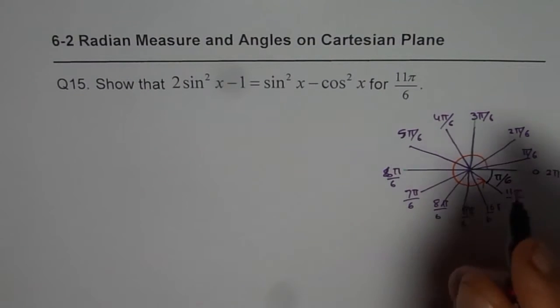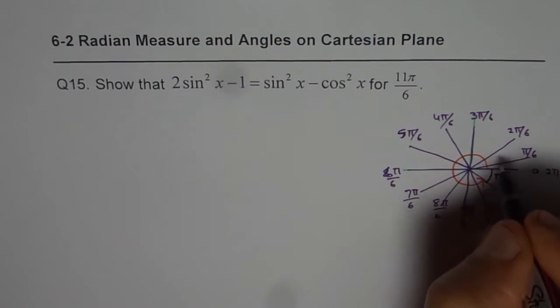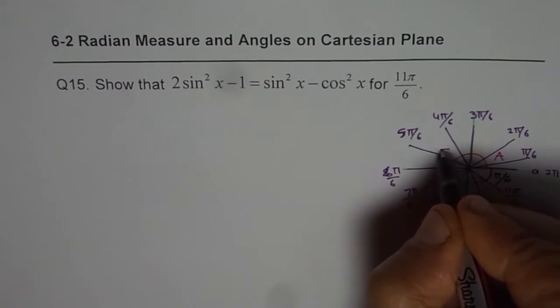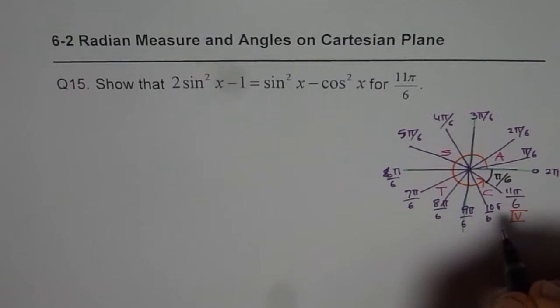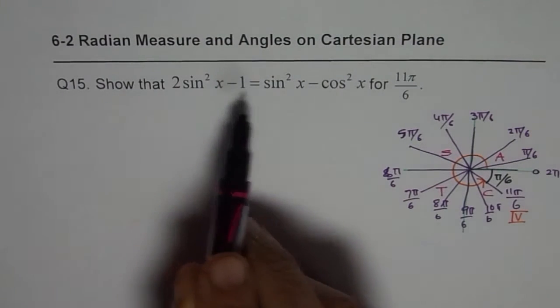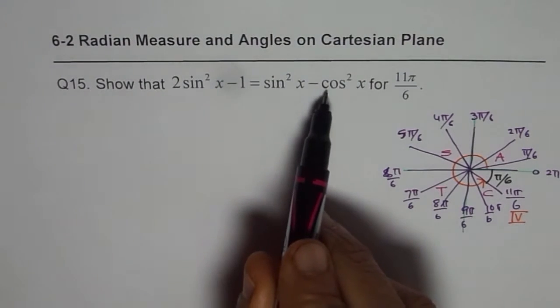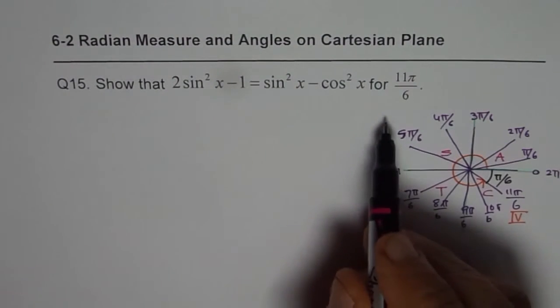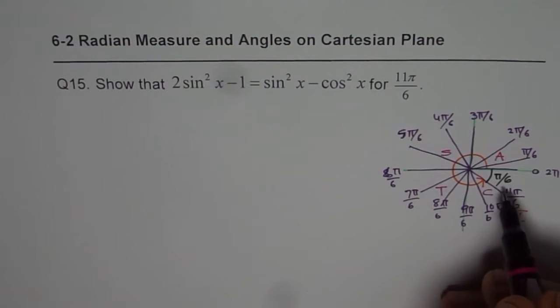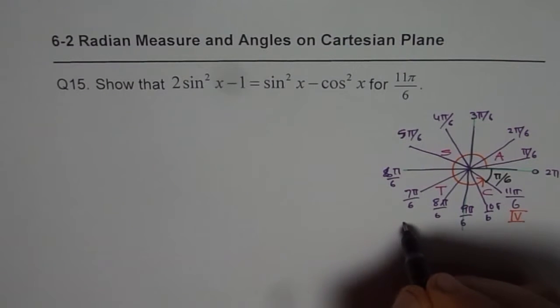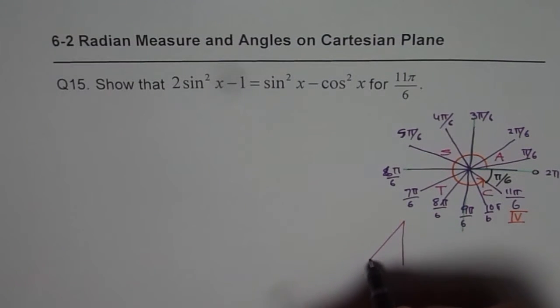And as per the CAST rule, let me write here C, A, S and T. Cosine is positive in quadrant 4, rest are negative, right? Now to get the values for sine and cosine, cos we already know is positive, sine is negative here. Let's make the angle a special triangle, pi by 6 special triangle. Okay, so let me just sketch this triangle here.